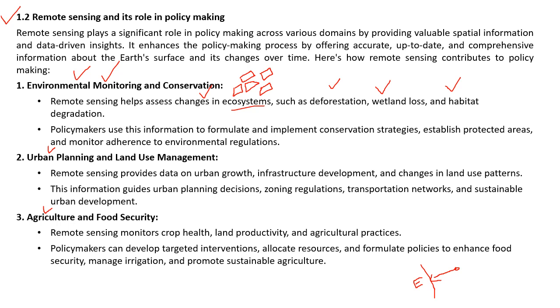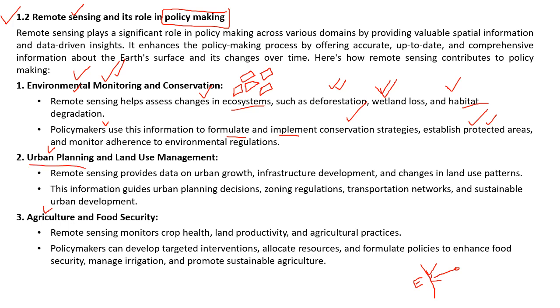So all such things under environmental monitoring, you can work on with remote sensing data. Policy makers use this information to formulate and implement conservation strategies. How deforestation should decrease, how wetland loss should decrease, how the protected areas should be protected. Why is this area sensitive? Because the species is very important. If you do not protect this area, this species will be finished. So such measures can be taken. This remote sensing is linked to environmental monitoring and conservation, and this aspect is important in policy making.